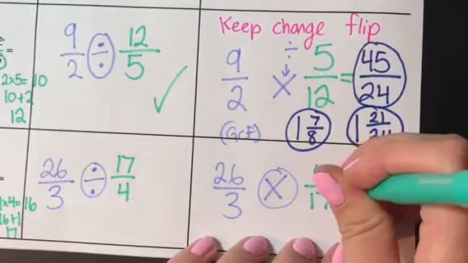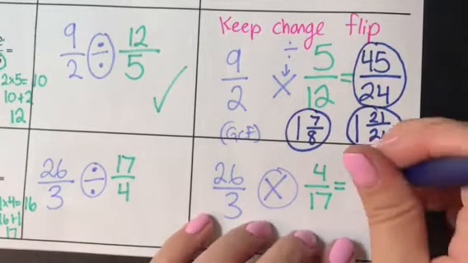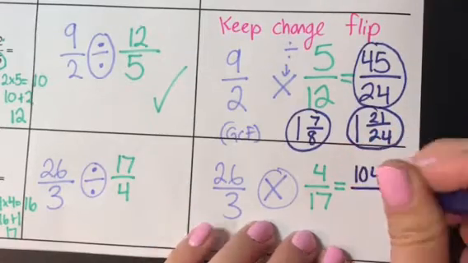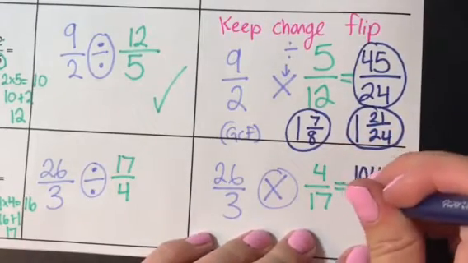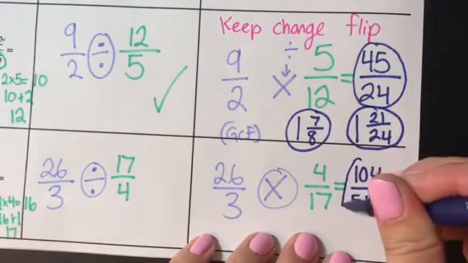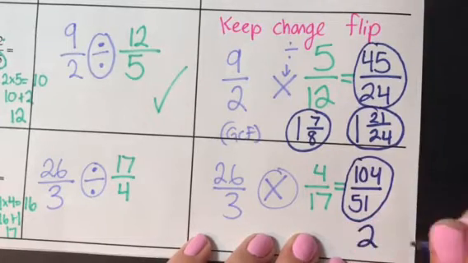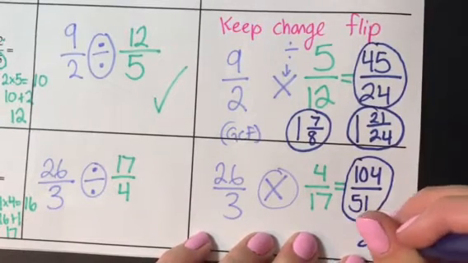And for the sake of time, guys, I'm just going to go ahead and help you out with the answer of 26 times 4 is 104. 3 times 17 is 51. I need to simplify it. I need to figure out how many times 51 fits into 104. It fits in 2 times with 2 pieces left over.